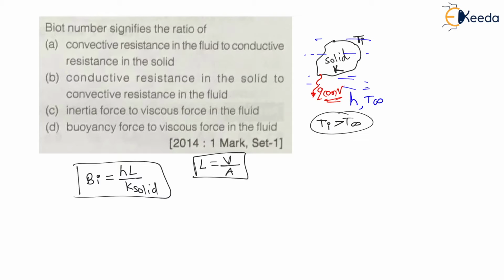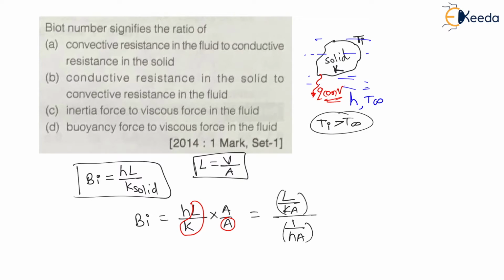Right. So my dear students, can I write this Biot number as? Let us write this. Now hL divided by k of solid, right? Now if I multiply this with area and divide with area, then it is absolutely fine. Again, can I write it as L divided by kA, and this hA, I will take to the denominator. Therefore, it will become 1 upon hA, right?